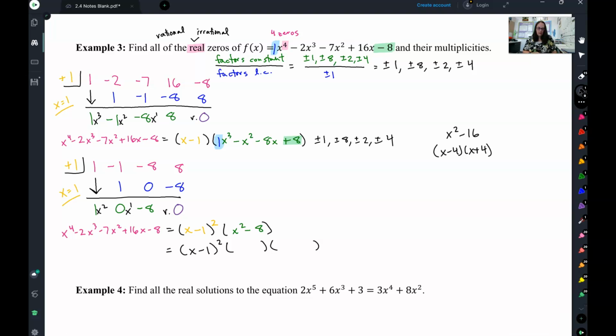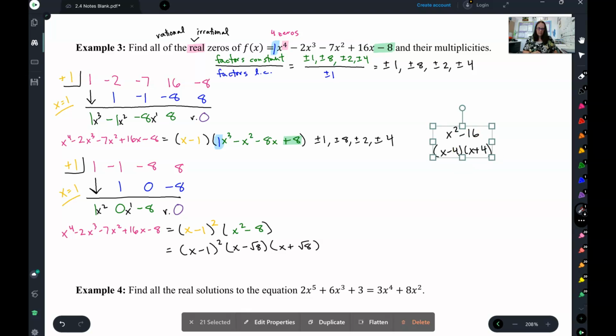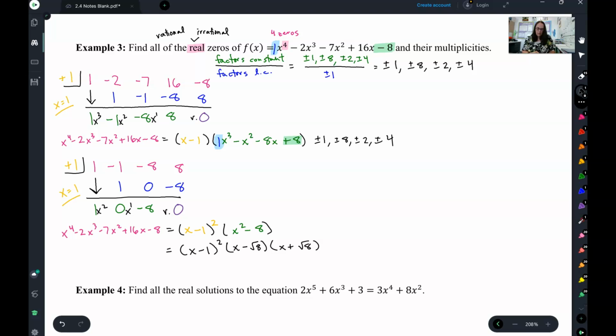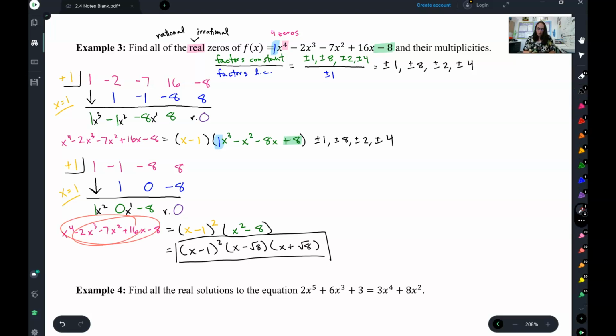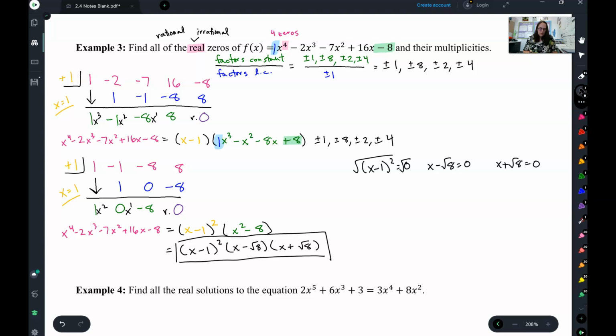I can do the same thing down here where this is x minus root 8, x plus root 8. You're essentially just taking the square root of this number, and that's what that one is. Square root of 16 is 4. So that is called your difference of squares. And now we look at this. I have my fully factored form. I have taken my big, ugly fourth degree polynomial, and I have fully factored it. So to find the zeros, take each factor, set it equal to 0, and solve.